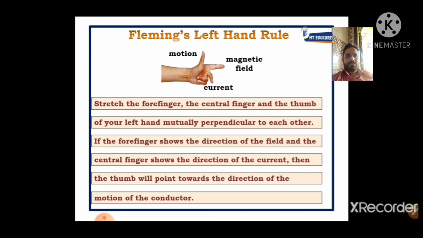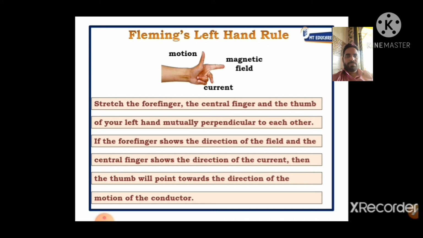Very, very important rule. The first rule we studied was the right hand thumb rule. Now this is the Fleming left hand rule we are studying. So once again I will read it. Stretch the forefinger, center finger, and thumb of your left hand mutually perpendicular to each other. If the forefinger shows the direction of the field, that is the magnetic field, and the center finger shows the direction of the current, then the thumb will point towards the direction of the motion of the conductor. Thumb will give the direction of the motion of the conductor.